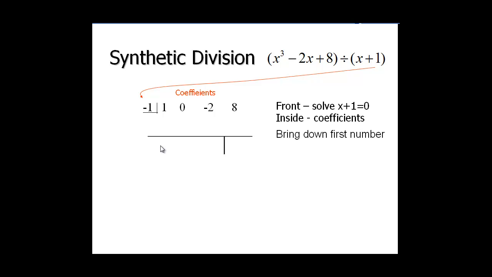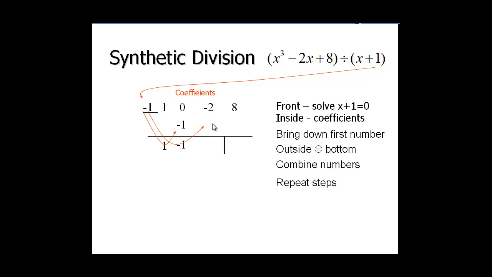Again, those are the coefficients. Bring down the very first number, 1. You multiply, negative 1 times positive 1, and it writes in the next column. Then you add, you combine these together. 0 and negative 1 makes negative 1. Then you just keep repeating the process. Negative 1 times negative 1 is positive 1, sorry. And negative 2 and positive 1 is negative 1. Negative 1 times negative 1 is positive 1. And you add 8 and 1 makes 9.